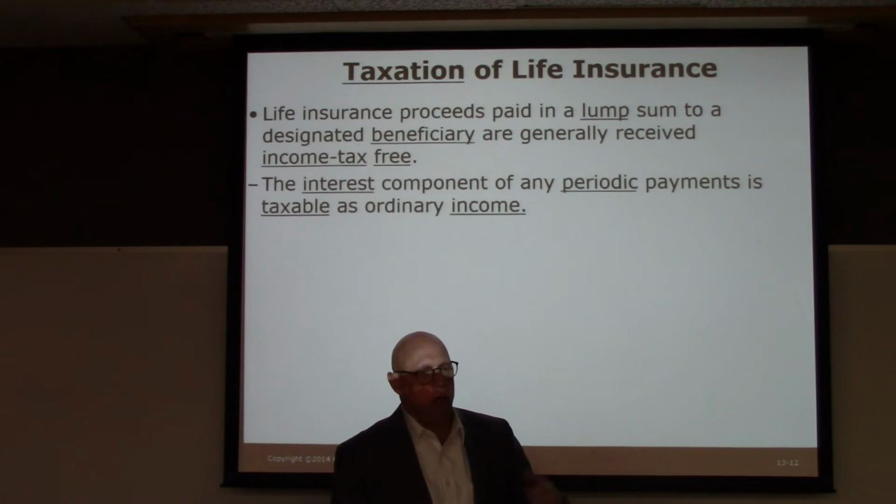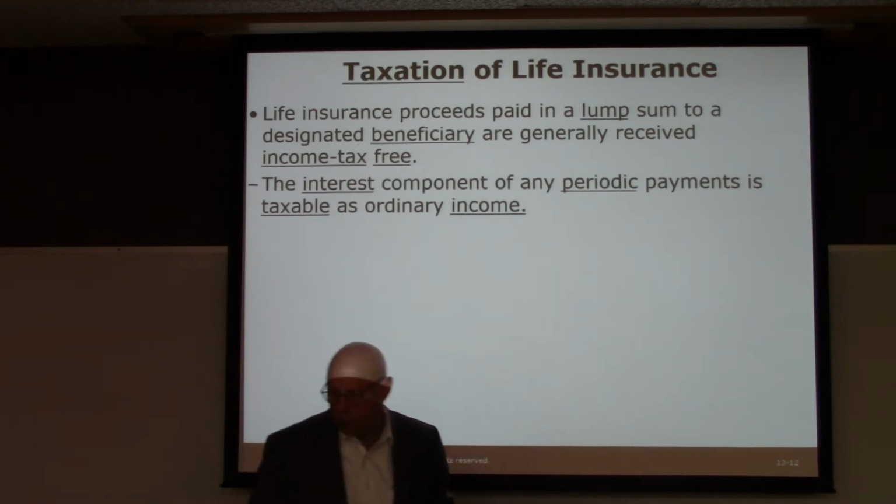But let's say it's a $1 million death benefit, and let's say you decide to take it as an annuity, and let's say you get your first payment and it's $10,000, and let's say $9,500 of that is part of the $1 million death benefit. It is not taxable. $500 of it is earnings, and that is taxable. That's what that's saying.